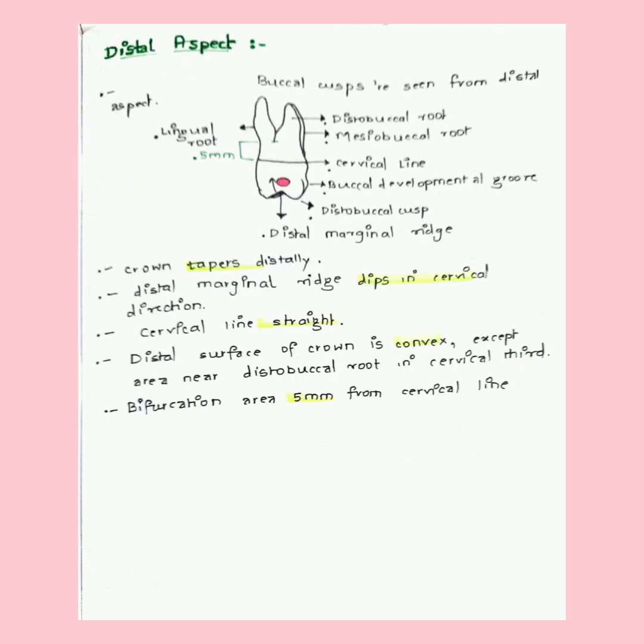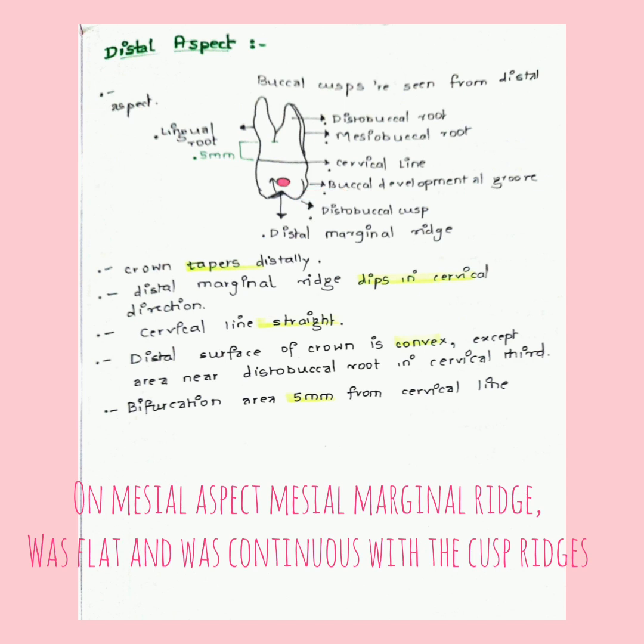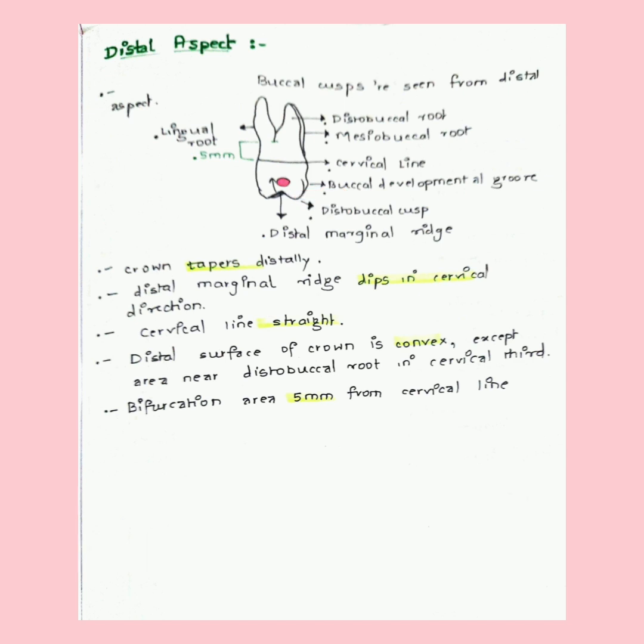And from the distal aspect, the crown tapers distally and appears smaller. The distal marginal ridge dips in the cervical direction. The cervical line on the distal aspect is straight. Then the distal surface of the crown is convex except near the distobuccal root in the cervical third, and the bifurcation is 5 mm from the cervical line.